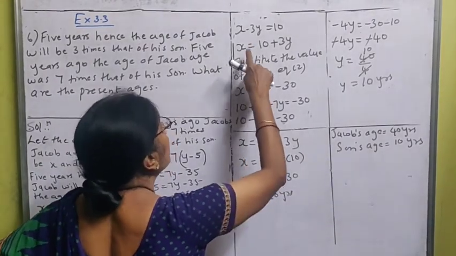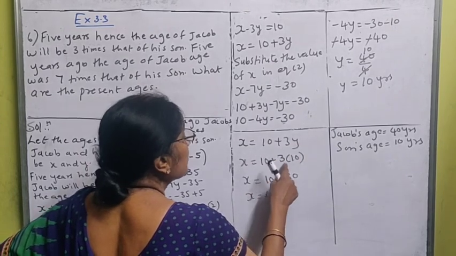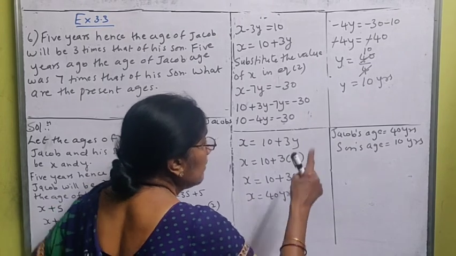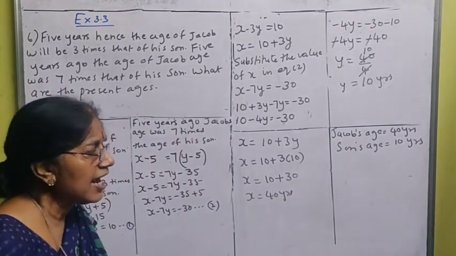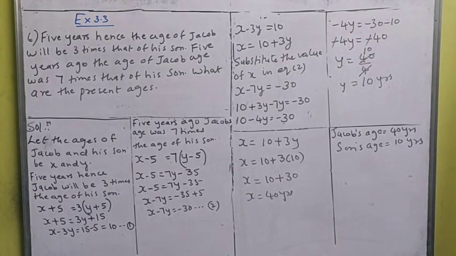So we will take the equation X is equal to 10 plus 3Y. X is equal to 10 plus 3 into 10. X is equal to 10 plus 30. X is equal to 40 years. That means Jacob's age is 40 years and the son's age is 10 years. This is how we have to solve sums based on ages.